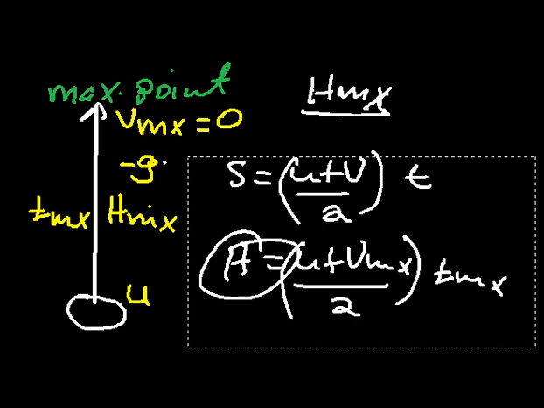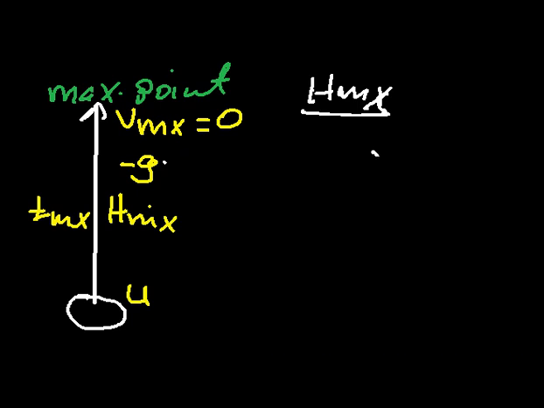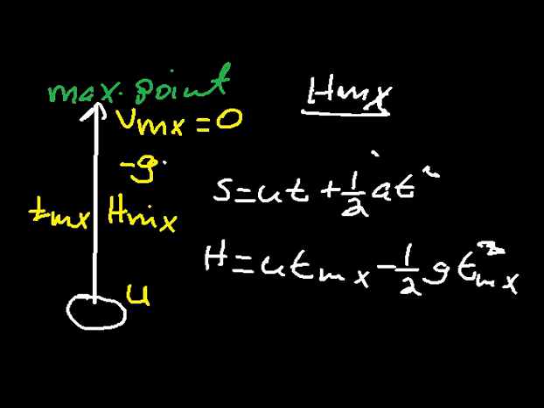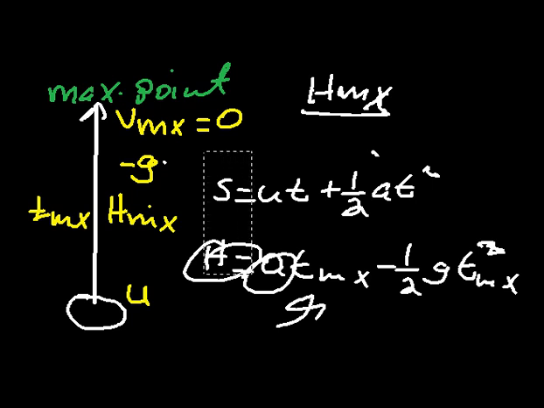Or else we can also use this formula: displacement is equal to ut plus half at square, where now this is the maximum height, this is the initial velocity, this is t max, and minus half g t max square. So this formula can also help us find the maximum height attained by the object, if we know the time it takes, that is t max, and the initial velocity.